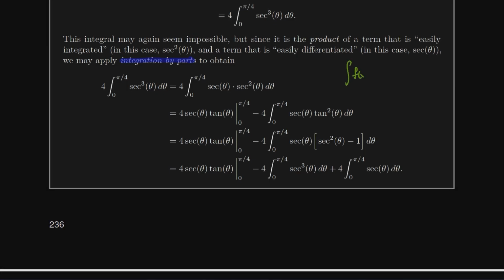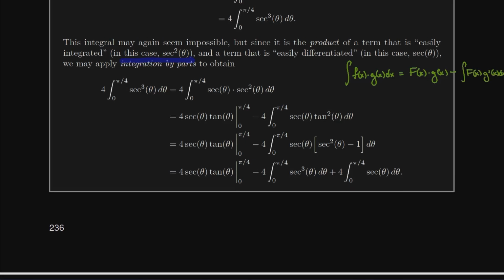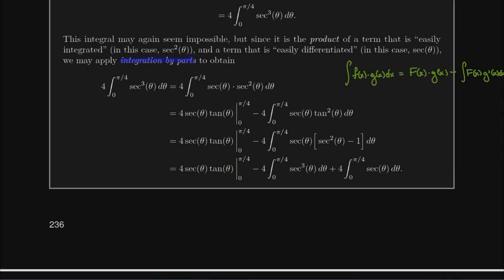If I have the integral of f times g dx, this is going to be equal to the antiderivative of f times g minus the integral of the antiderivative of f times g prime dx. Or maybe you saw it as v du in some cases. But either way, we integrate one of the two functions inside an integral, and we differentiate the other. Now it turns out it's not too bad to do that here, because we know how to integrate secant squared, we know how to differentiate secant, and so hopefully we're off to the races.